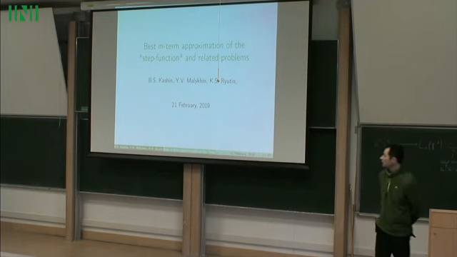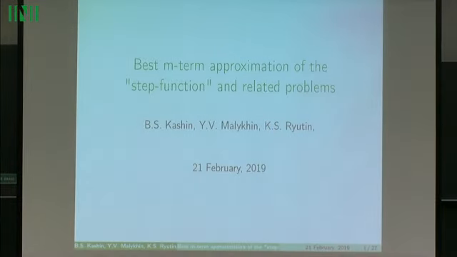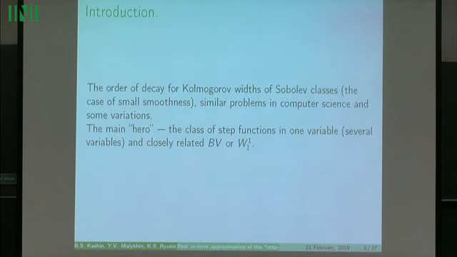So let us start. I will talk about a joint work with Boris Sergeyevich Kashin, Yuri Malykhin, and me from Moscow. The main point of the talk will be the question of the order of decay for Kolmogorov widths of Sobolev classes, the case of small smoothness, and similar problems in computer science and some variations of these problems.